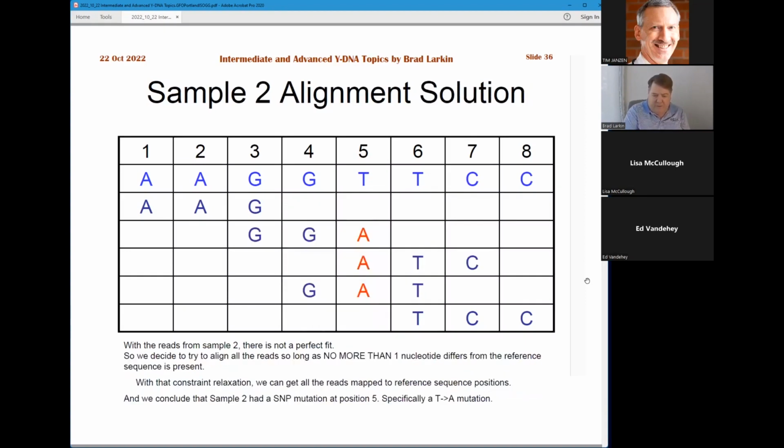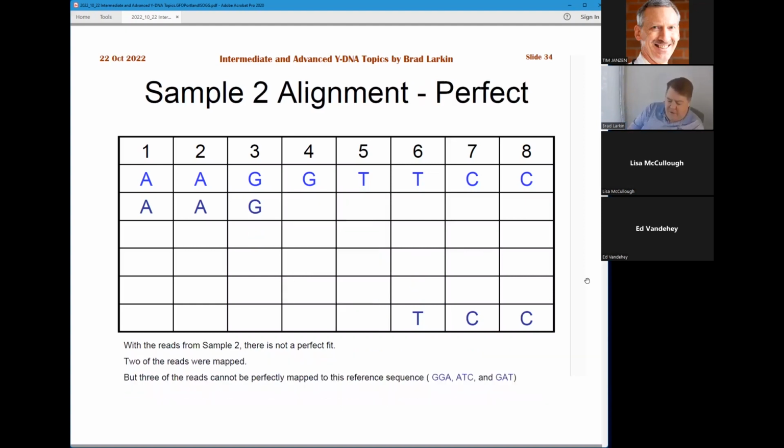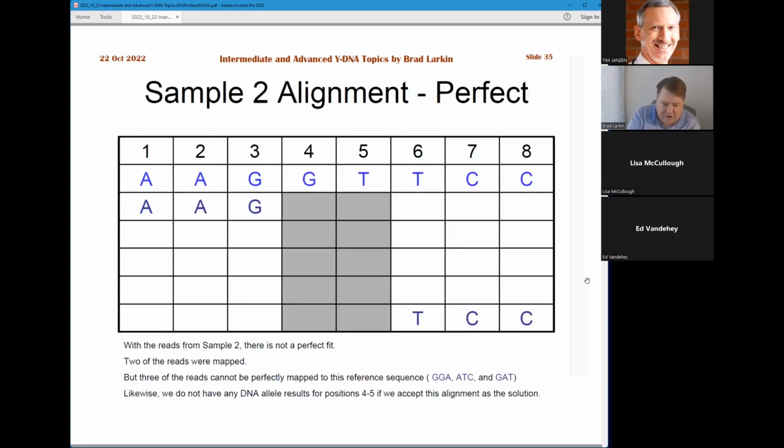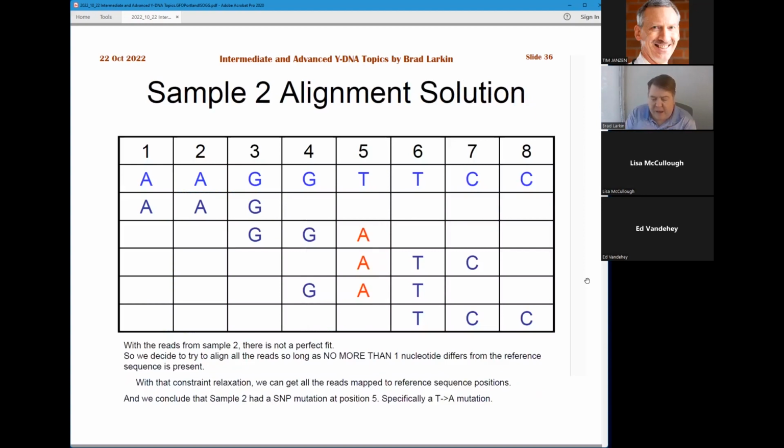What does this mean? Because what happened here was they changed an allele in some of the reads. When you align these, the best way to align them is that there was a mutation from T to A at position 5. And if you accept that, okay, there was a change there, then you can get these reads to align to the reference sequence. And you have basically a single nucleotide polymorphism, T to A.